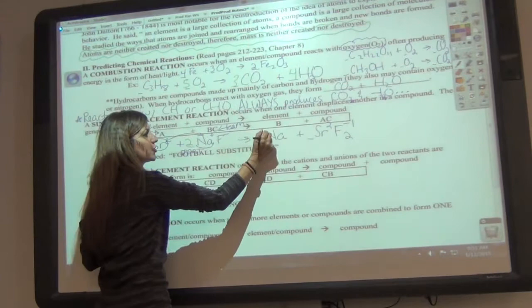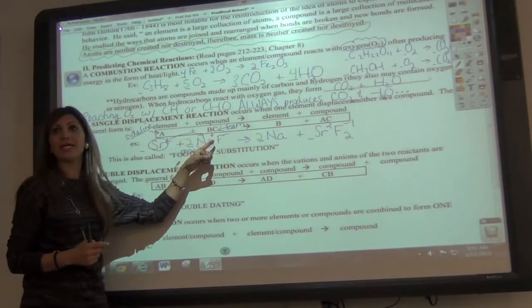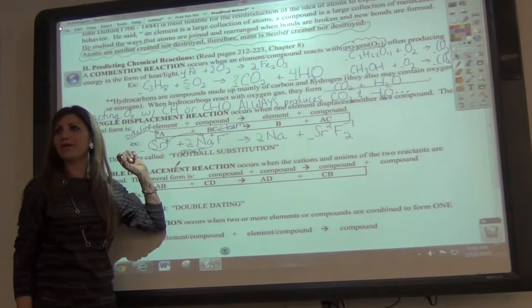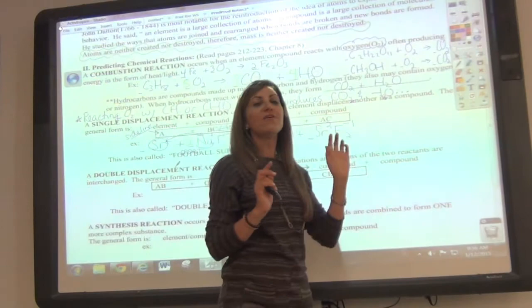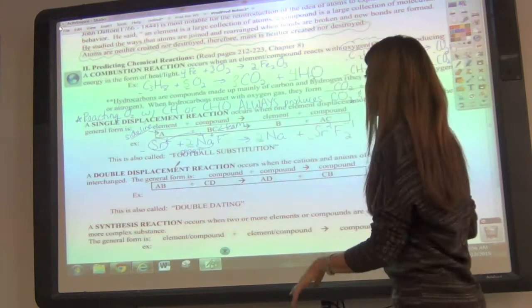Now, if the non-metal was going in, be careful, because if this were a non-metal and fluorine would come out, how would fluorine come out? Diatomic. Awesome. Remember Brinkelhoff. Okay? Fluorine is part of that, so it would actually come out as F2, not F. So just keep that in mind.